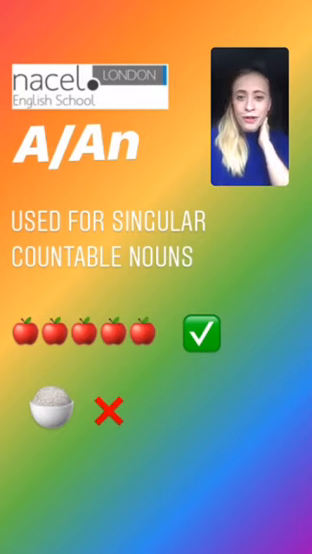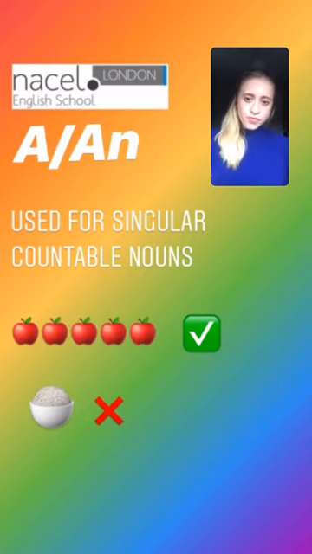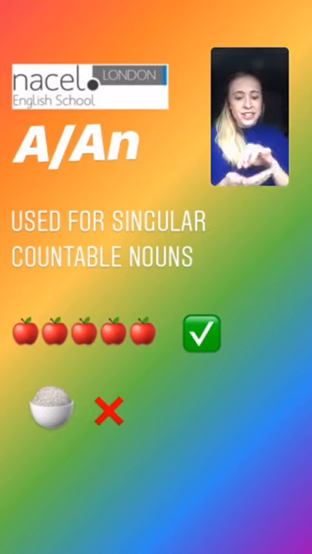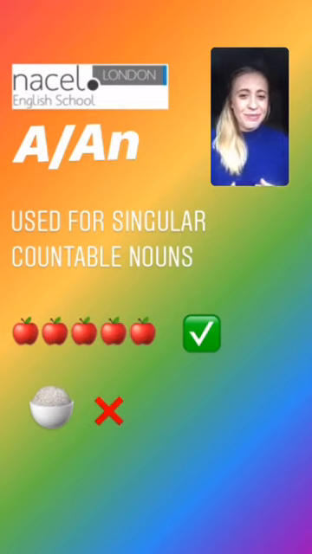An example of an uncountable noun, a noun that we cannot count, is rice. I want you to think, if you are trying to count the rice: 1 rice, 2 rice, 3 rice, 4 rice. We don't do it. It's not possible, so it's uncountable. A and an we use for countable things, things that we can count.